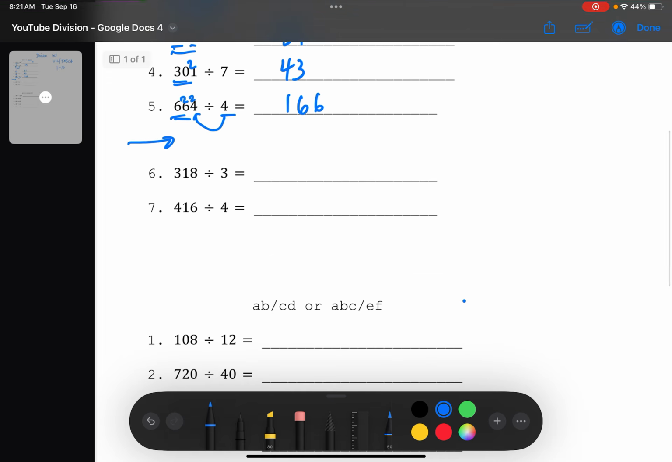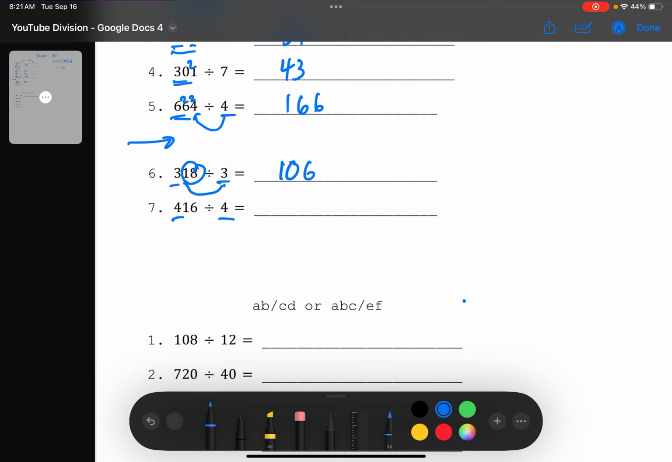Here, same thing. How many times does 3 go into 3? That's once. But here's a trick, though. If you ask yourself, how many times does 3 go into 1? It doesn't go any. You have to put the 0. A lot of students forget to put that. And then you carry the 1 over to the 8, right? So how many times does 3 go into 18? And that's 6. So it's 106.